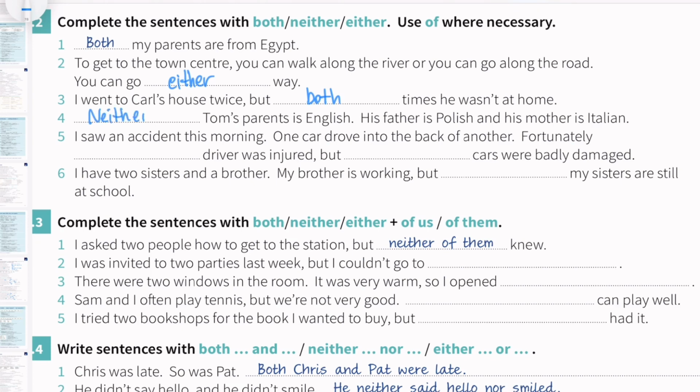Neither of, because his father is Polish and his mother is Italian.